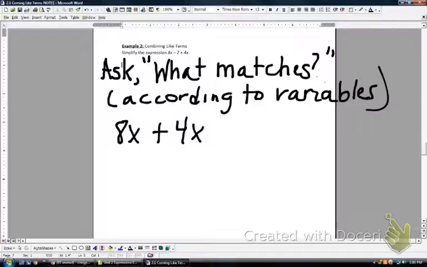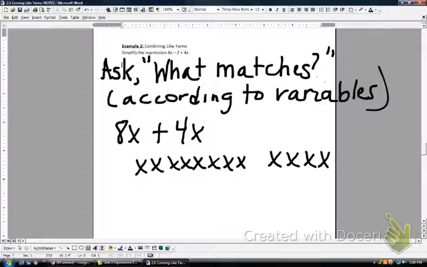So that's like saying I have 8 x's in this group and I have 4 x's in this group. How many x's do I have total? 1, 2, 3, 4, 5, 6, 7, 8, 9, 10, 11, 12. So I have 12 x's total. So I've simplified that. I've taken my 8 x's and my 4 x's and I've combined them for 12x.